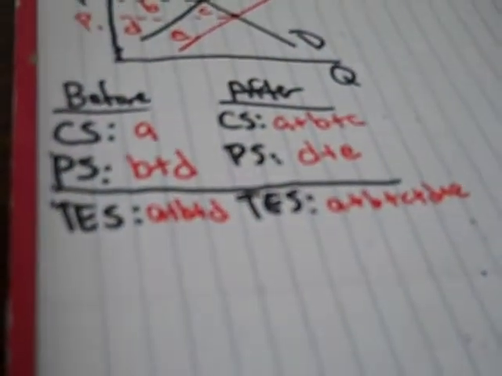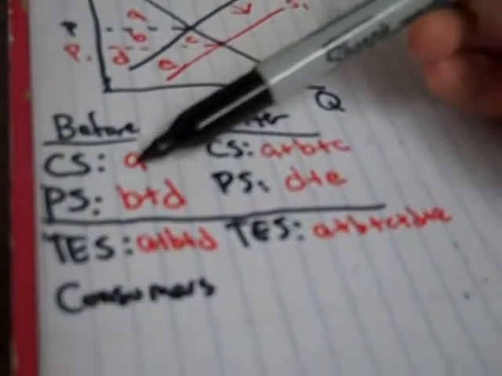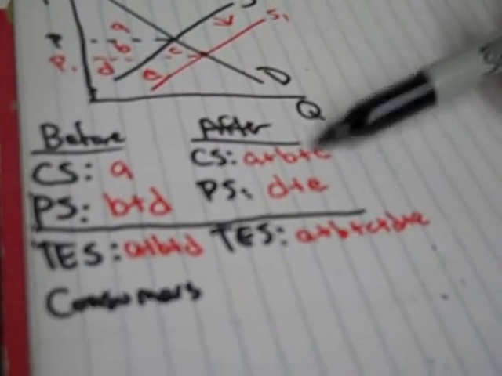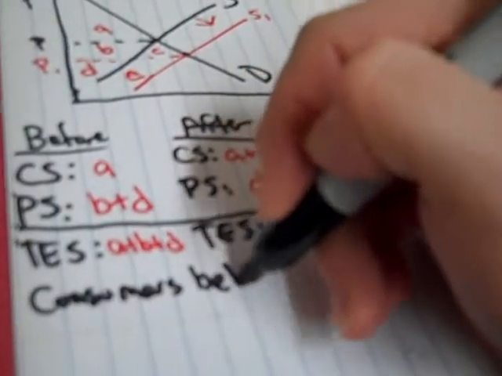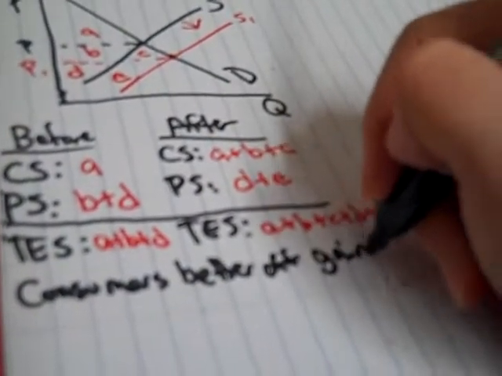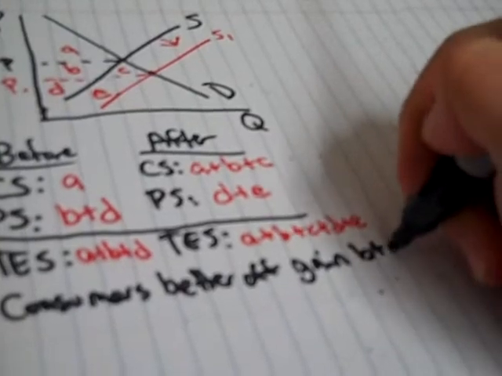And then we need to draw our conclusions. So consumers, we're looking at the difference between here and here. Originally we only had area A, now we have areas A, B, and C, so consumers are better off. And they gained B and C.